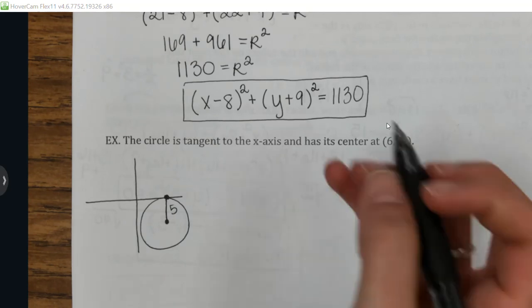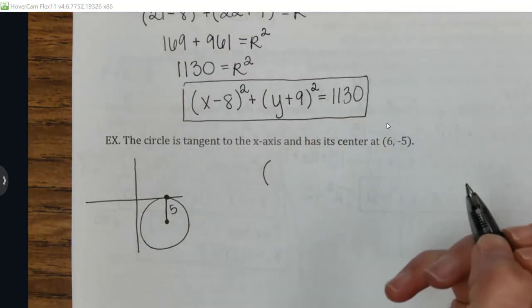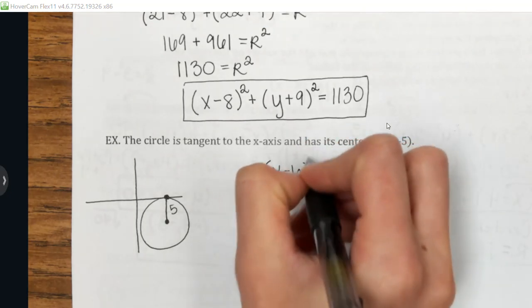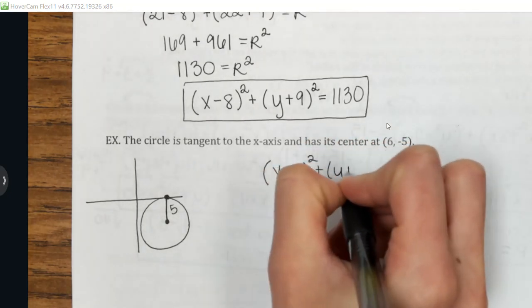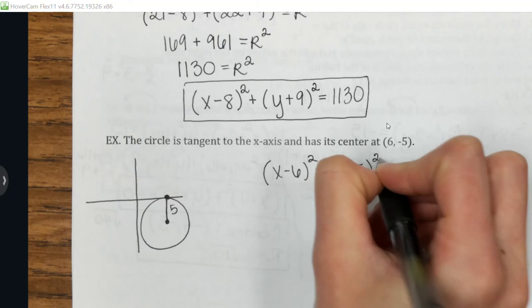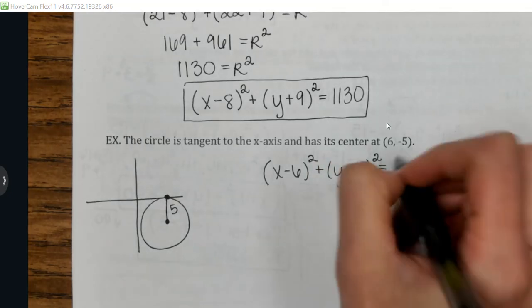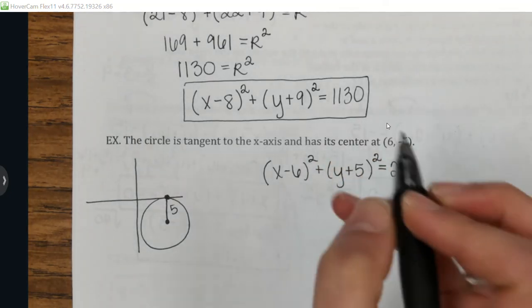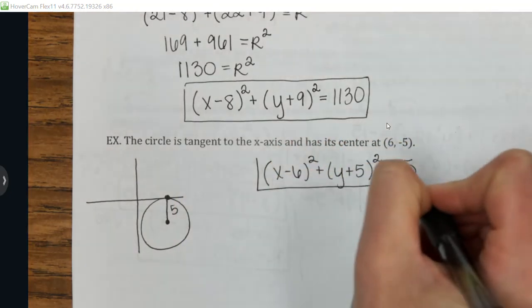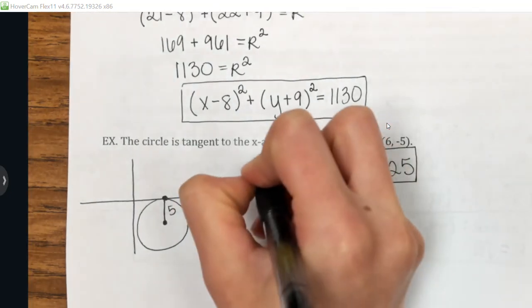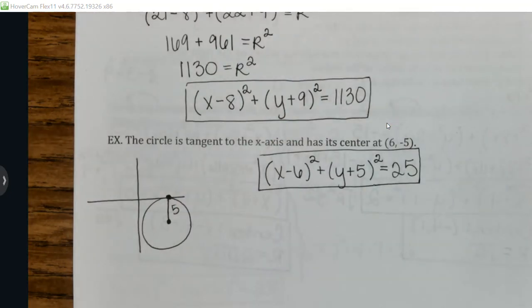Okay. So what's my equation? x minus 6 squared plus y plus 5 squared equals 25. You're good with that? Now we're done.